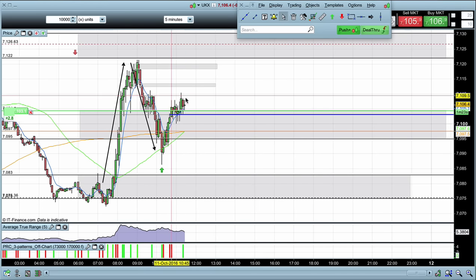So I'm just watching these levels now, and we have tried to break up. It's just fallen back, still in the management area. Sellers have stepped in. It's once again been rejected at level. I'm more than happy to stay in this trade.